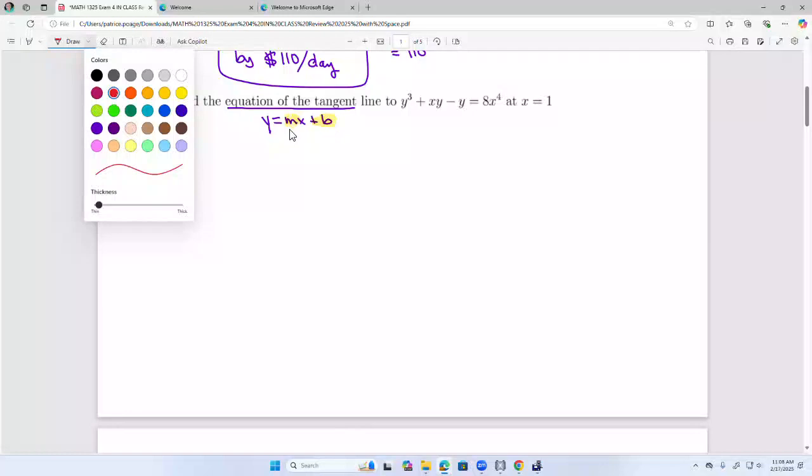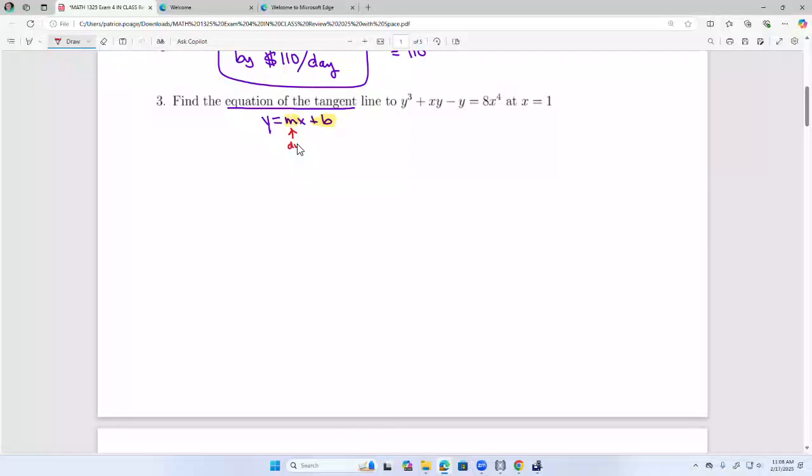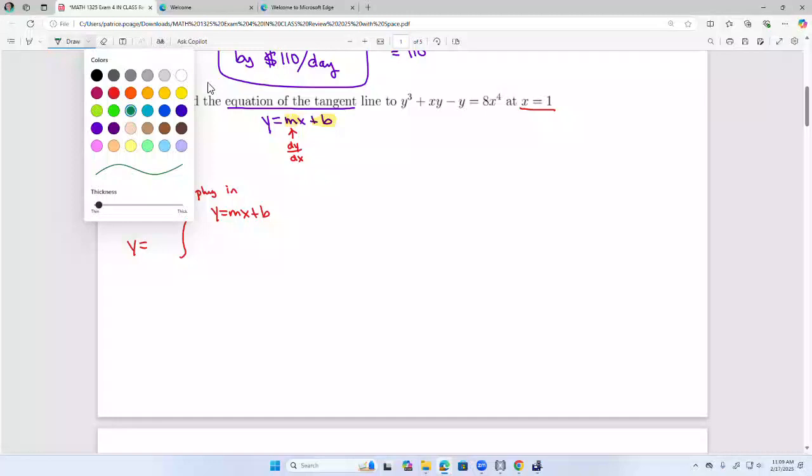We know m is our slope, and the derivative is our slope. So what I'm going to do is find the derivative, which is my slope, and put it in there. Once I have my slope, and I'm given this x value, x equals 1, and I'm going to find the y value that goes with it. Once I have those three, I'm going to plug them into y equals mx plus b, solve for b, and then I'll be done. But the first thing I need to do is find that y value.